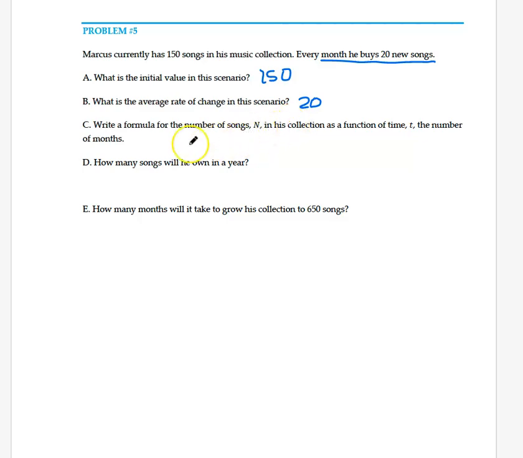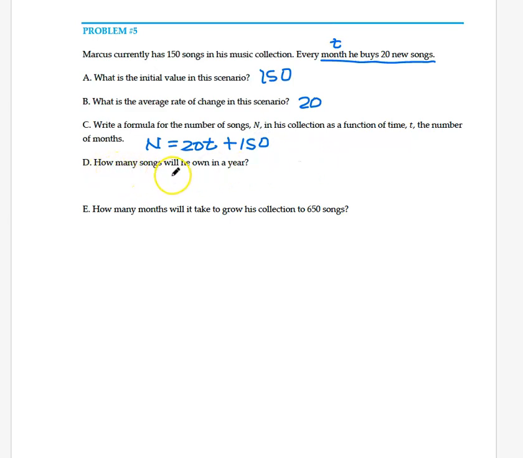So the formula for this: number of songs equals a function of time. We're going to use t in it, but our rate of change is 20. So 20 times t, and that t is dealing with months, how many months. And then plus 150, because he's already starting off with 150 songs in his collection.